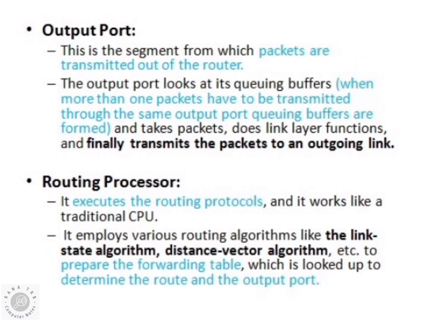Output port. This output port looks like a segment from which the packets are transmitted out of the router. Here the output port looks like a queuing buffer. We all know a buffer is one type of storage. What it does is, when more than one packet has to be transferred through the same port, queuing buffers are formed. Once after that, it will finally transmit the packet to the outgoing link.